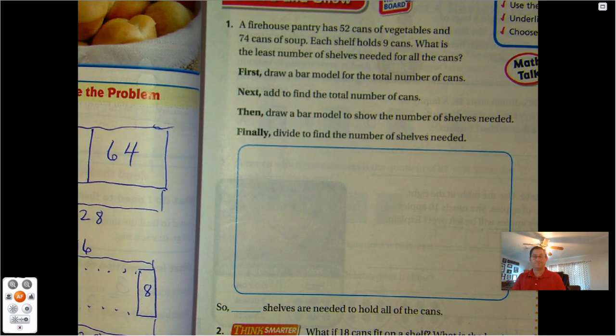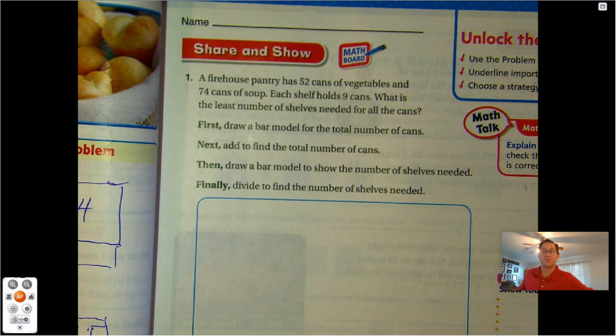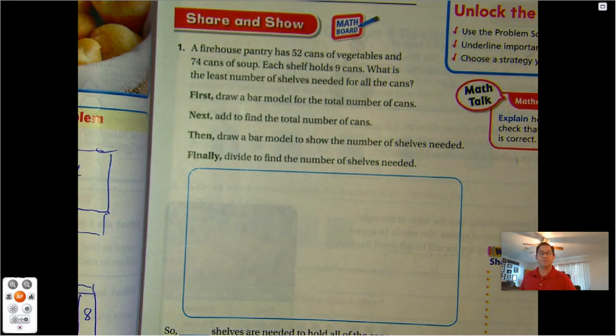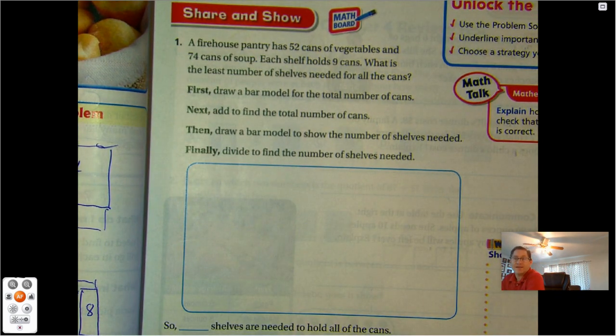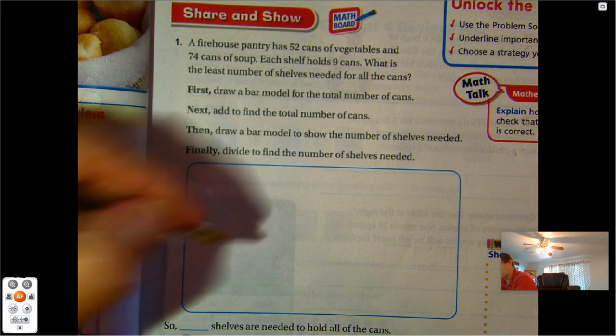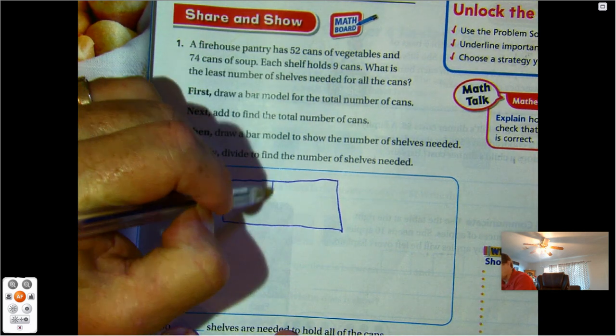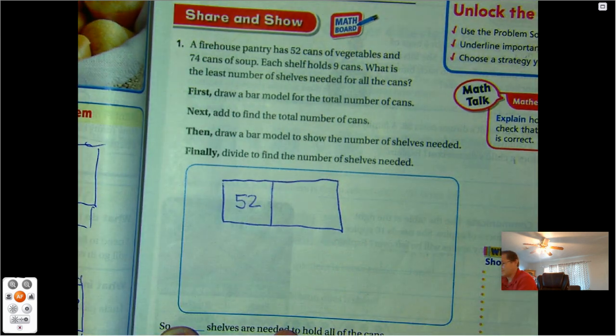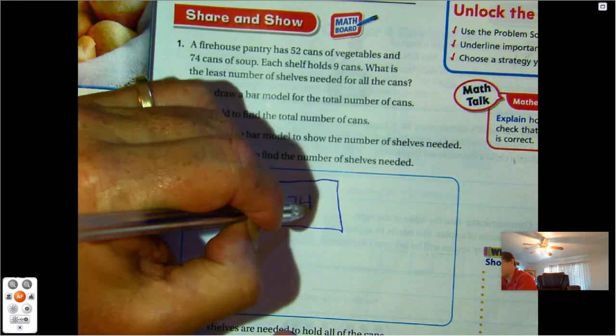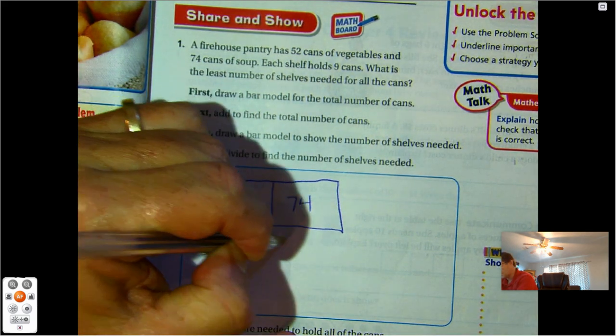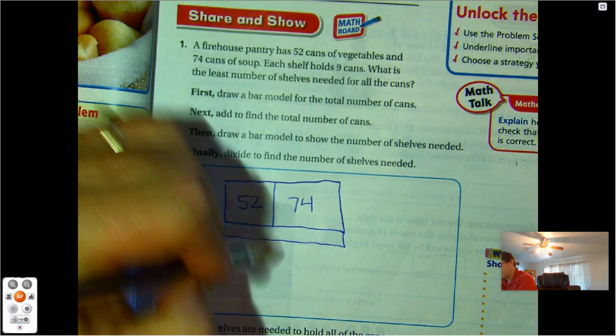All right, number one. A firehouse pantry has 52 cans of vegetables and 74 cans of soup. Each shelf holds 9 cans. What is the least number of shelves needed for all the cans? First, draw a bar model for the number of cans. Okay, so this is just like the previous problem. So we have 52 cans of vegetables, 74 cans of soup. So that tells me to add. 7 and 2 is 6, 7 and 5 is 126.